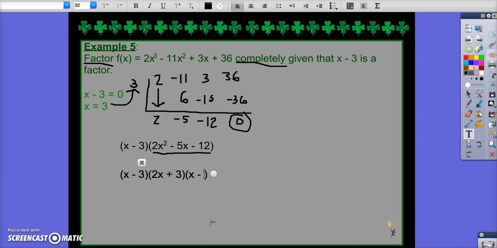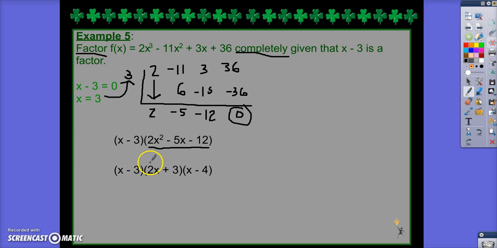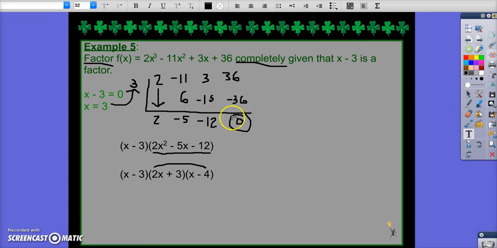and x minus 4. Now, how do I know? Let's talk about it for a second. Check OI. What's the outer? 2x times negative 4. I'll type it over here. Is negative 8x.